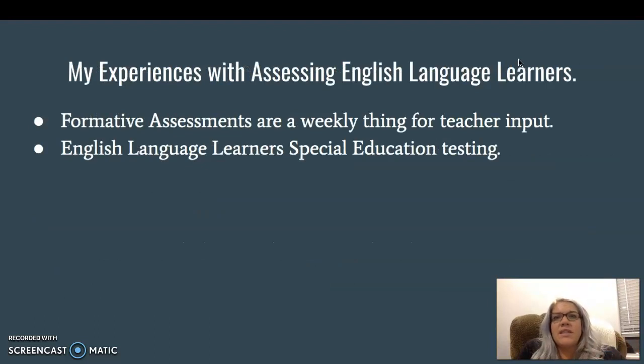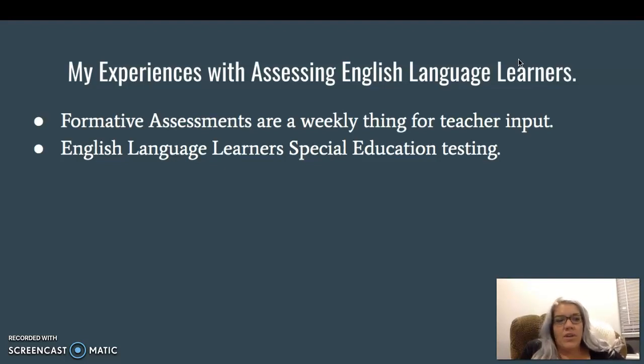My experiences with assessing English language learners, the main two that I work with is formative assessments, because as a special education teacher, I have to be ready to have the data to let any teacher know how their student is doing. For IEPs, they need data, they need feedback, and I have to be ready to give that. So I always have formative assessments every week just to see where the students are, where they've come from, and where they're going.